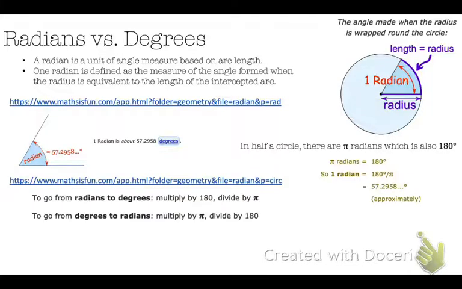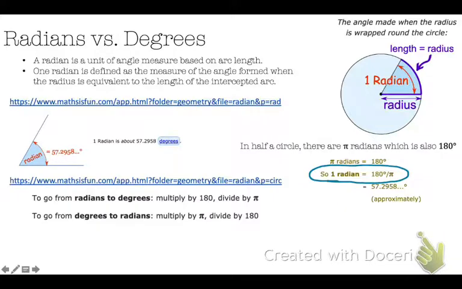So to go from radians to degrees, you're going to multiply by 180 and divide by pi. To go from degrees to radians, you're going to multiply by pi and divide by 180. And the reason is because of this conversion over here. Since 180 over pi equals 1 radian, that's how we're going to convert between the two.